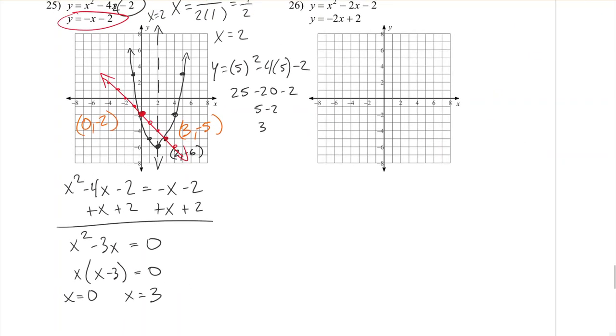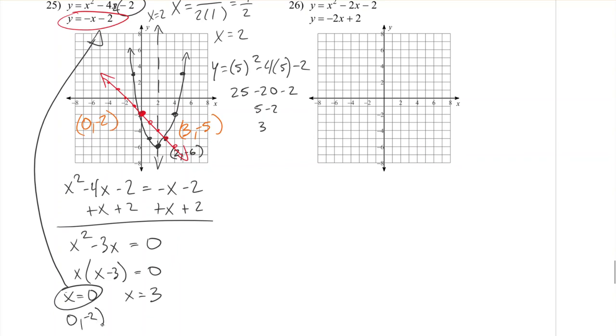And we can go back here when we sub in a 0. 0 minus 2 is negative 2, so that's 0, negative 2. Well, that's where our solution was. And when we plug in a 3, negative 3 minus 2 is negative 5. 3, negative 5 right there.